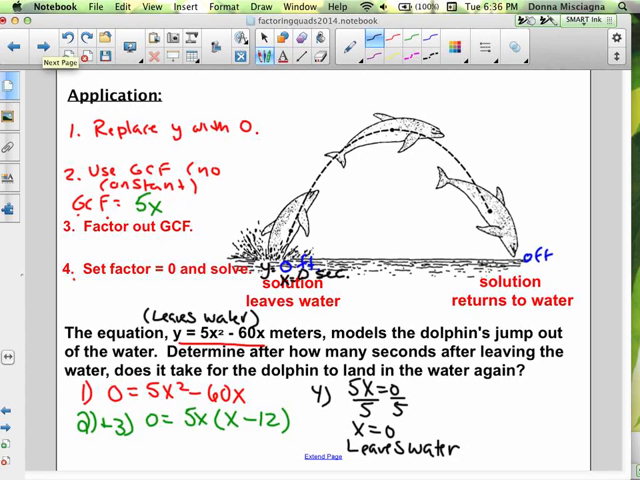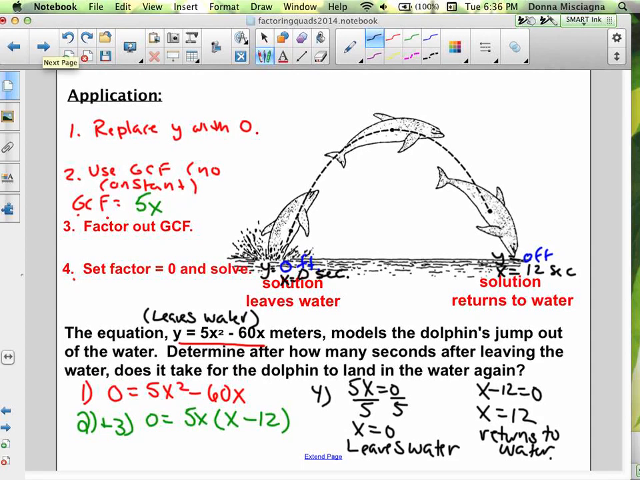We'll set the other factor equal to 0. So we have x minus 12. We add 12 to both sides. X is 12. Right? So he returns to the water. So y here is 0 feet. X is 12 seconds. So again, at 12 seconds, he's at 0 feet.